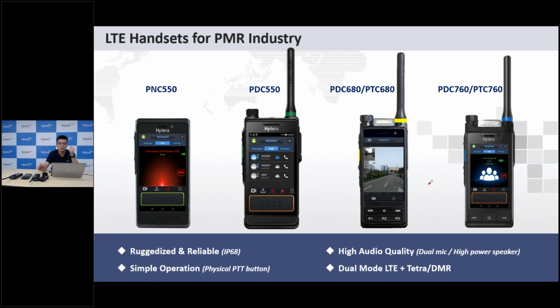And the rest are different types of dual mode terminals. This on my left hand, PTC 680, and the right hand, PTC 760. This one is a little bit bigger than this, so the 760 has a bigger screen for the broadband services. What's in common is that both of these two types of terminals have a smaller mini screen on the top of the terminal. This screen is for the indication for narrowband, for DMR or for Tetra.